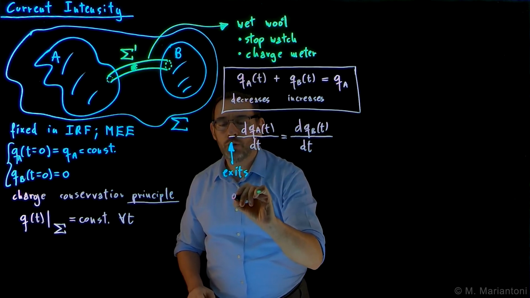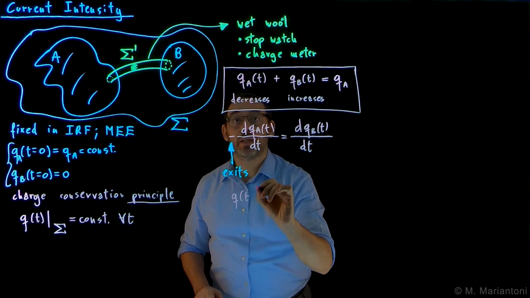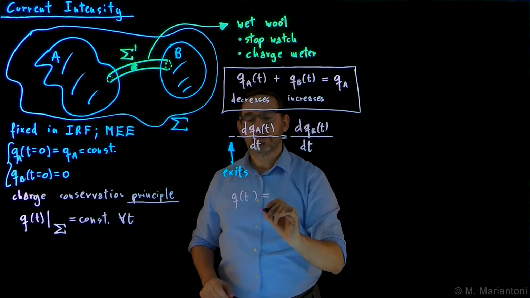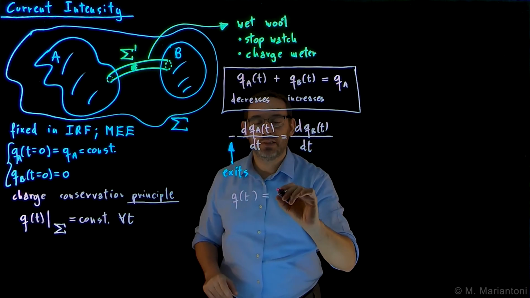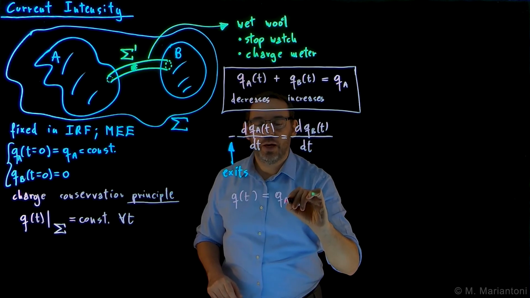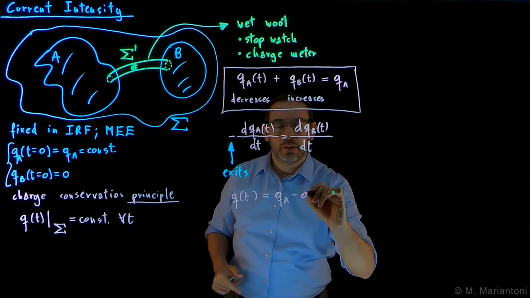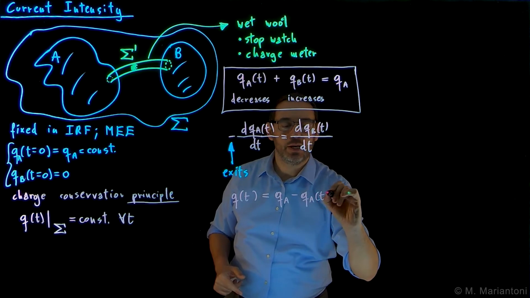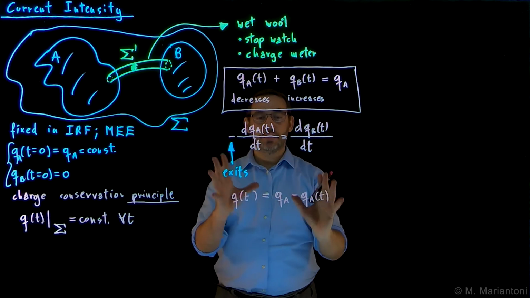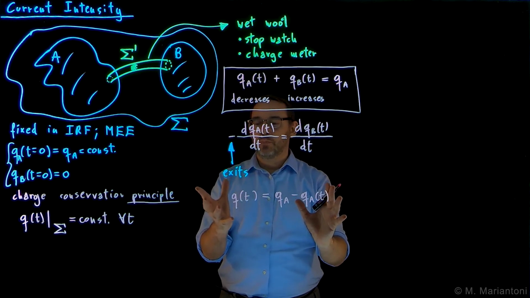So the charge Q at time t is equal to, by the charge conservation principle, the constant charge Qa, which is the initial charge on the conductor A, minus the variation with time of the charge on the conductor A. So this is the general law in this case.